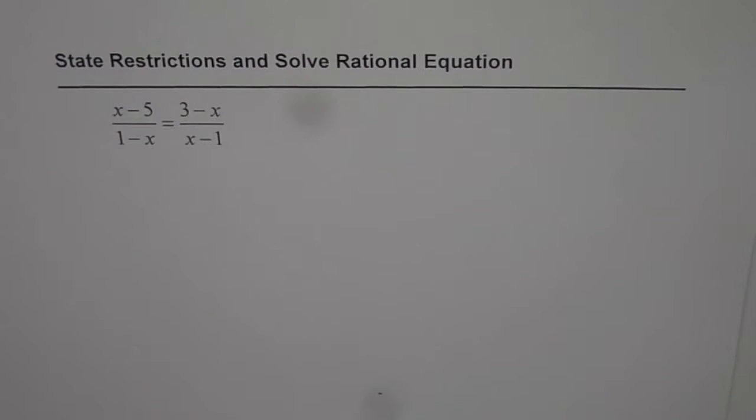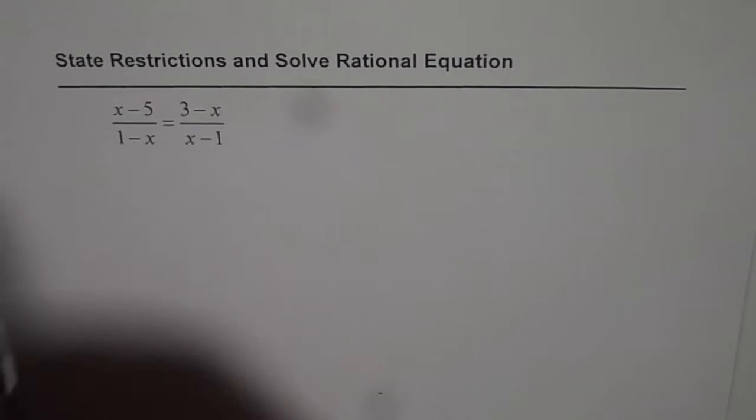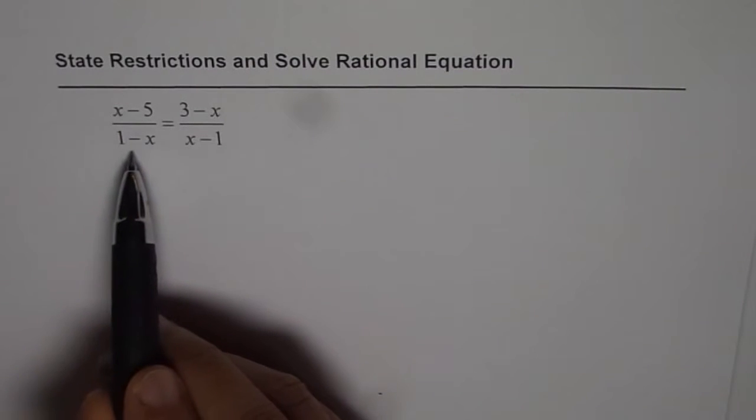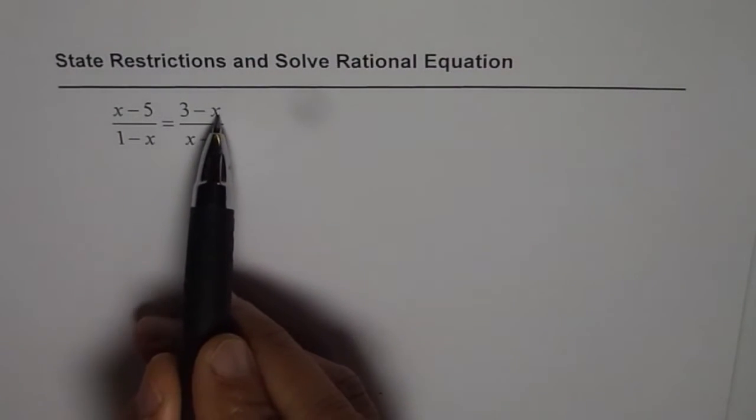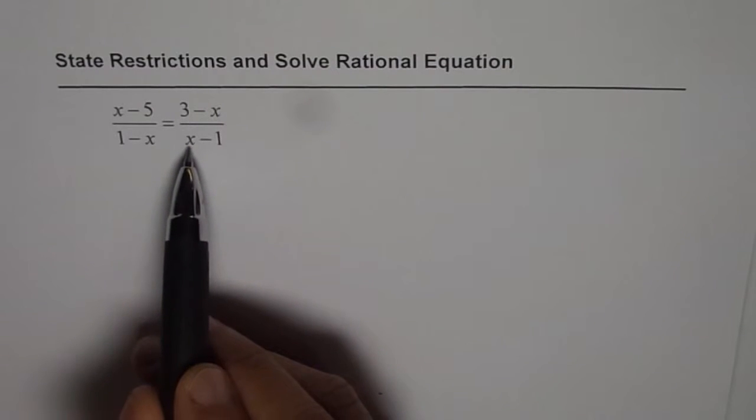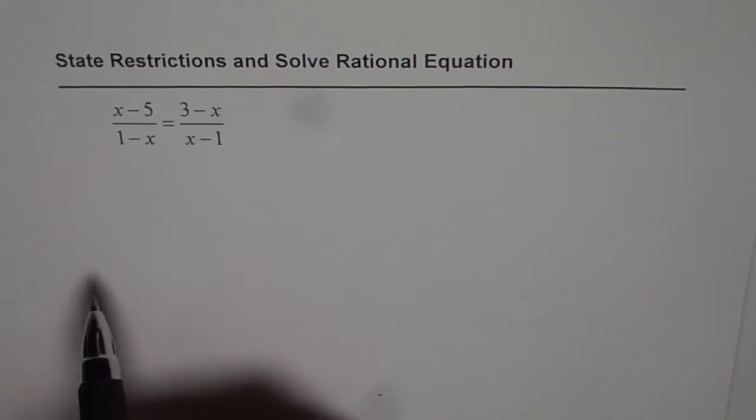I'm Anil Kumar, and in this video we will see how to solve rational equations. We have (x minus 5) divided by (1 minus x) equals (3 minus x) over (x minus 1).